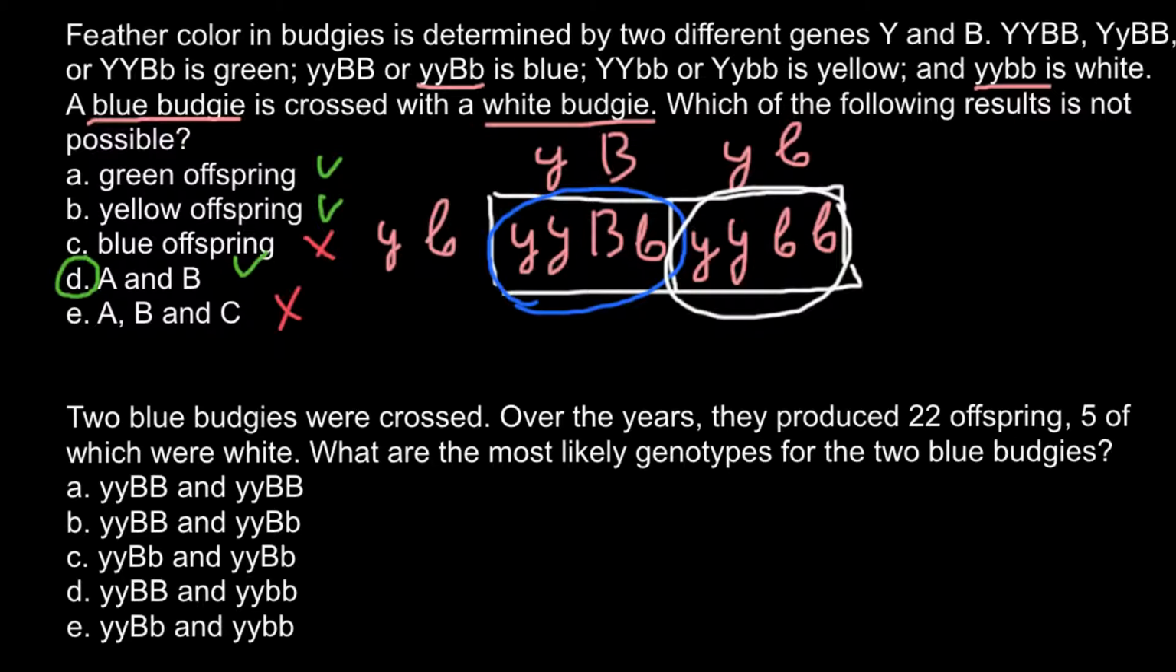And next question: two blue badgers were crossed over the years. They produced 22 offspring, 5 of which were white. What are the most likely genotypes of the two blue badgers? And as you see, if both parents belonged to this genotype, they could produce only one variant of the gametes, small y, small b.